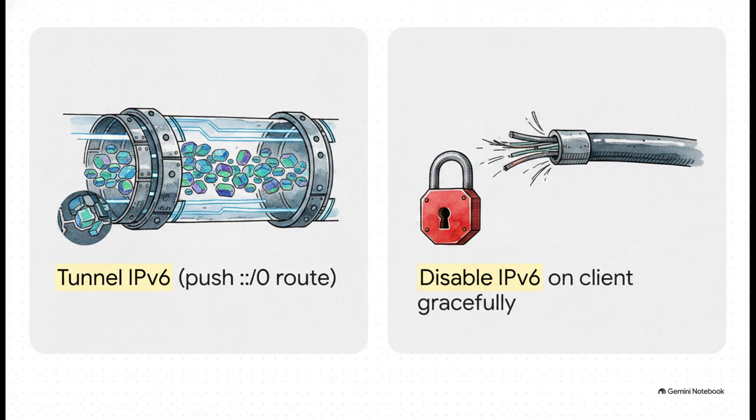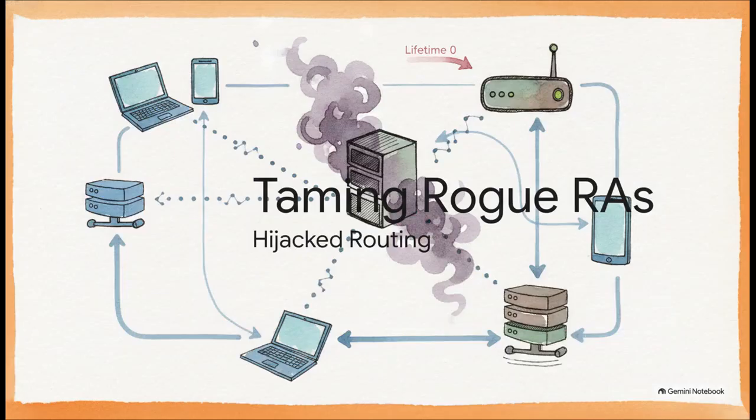Option A is to properly tunnel the IPv6 traffic by configuring the VPN to push a /0 route, enabling IPv6 on the tunnel. If your infrastructure just isn't ready for that yet, option B is to explicitly and cleanly disable IPv6 on the client side, so the OS gracefully falls back to IPv4 instead of just hanging in a broken state. Section 4. Taming rogue RAs.